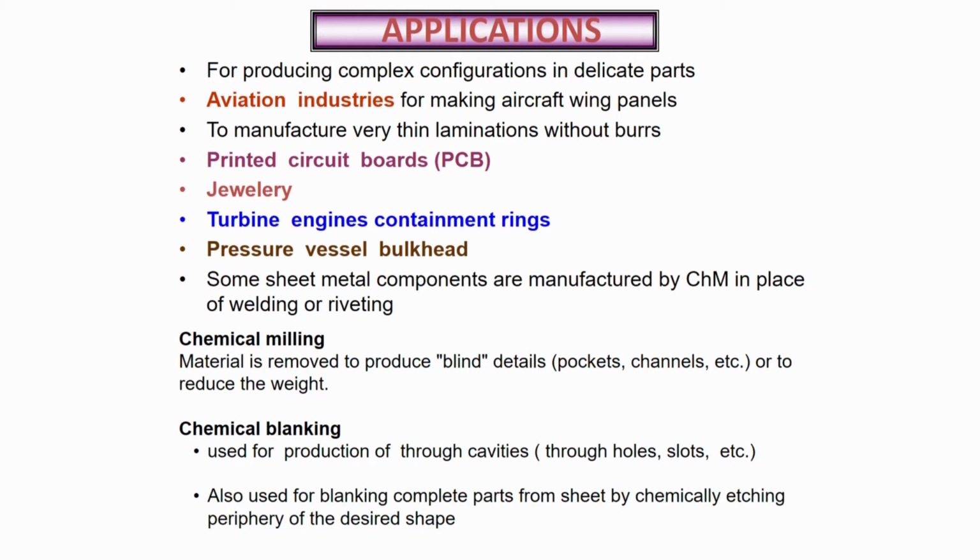There are two things here. One is called chemical milling, and another is chemical blanking. In the chemical milling process, blind holes like blind pockets are generated. Material is removed to produce blind details, pockets or channels, etc., to reduce the weight. So in the chemical milling process, blind details are generated. But in the chemical blanking process, through components with through details, through holes, are generated.